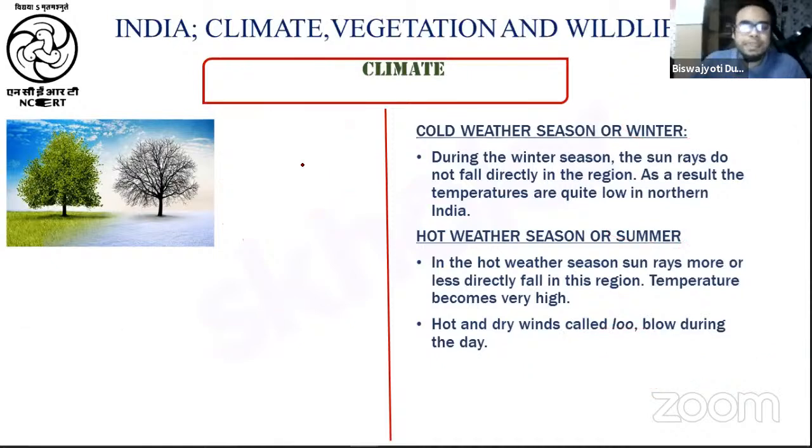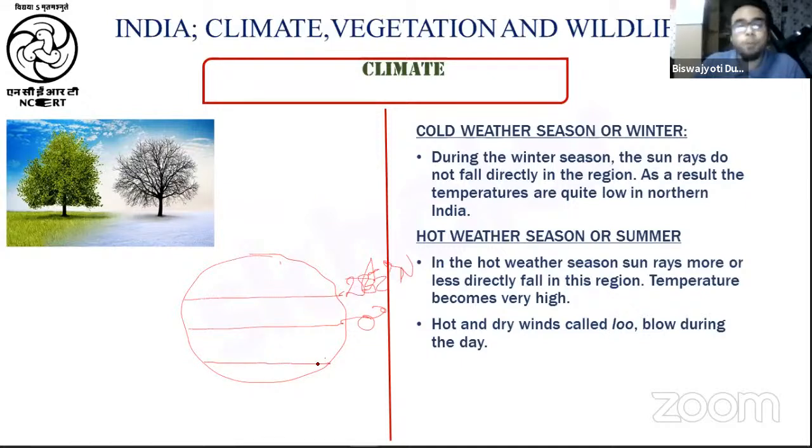On the Earth, if this is the Earth, here we have the equator. Here we have the Tropic of Cancer, which is 23.5 degrees north. And then here we have the Tropic of Capricorn, which is 23.5 degrees south. This apparent movement of the sun appears to be between these two latitudes, between the Tropic of Cancer and the Tropic of Capricorn. Beyond 23.5 degrees latitude north and south, we do not find the presence of the sun overhead.